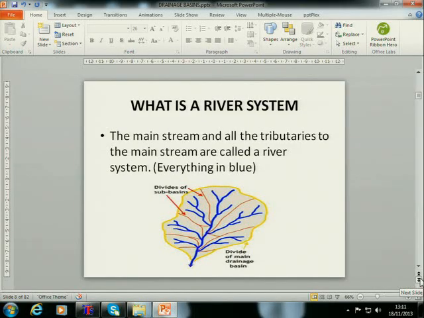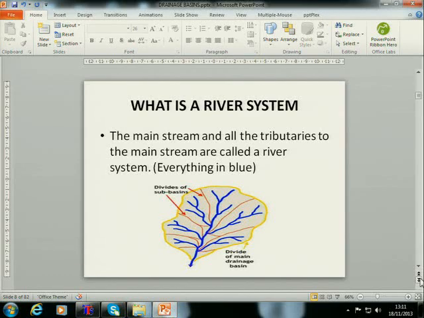Now we come to the next feature. What is a river system? Now learners get confused a lot between a river system and a drainage basin. Remember, we said a drainage basin is the total area that contributes to a river. Now, a river system. When we talk about a river system, we will see that it is the main stream and all the tributaries to the main stream. In other words, on this sketch, it is everything in blue.